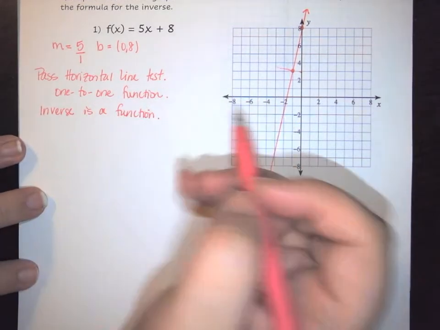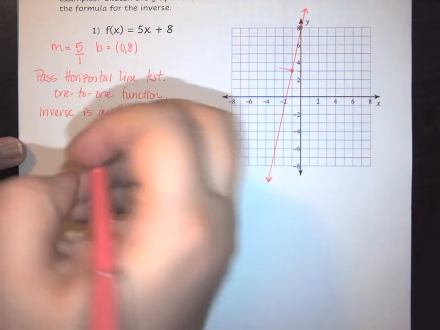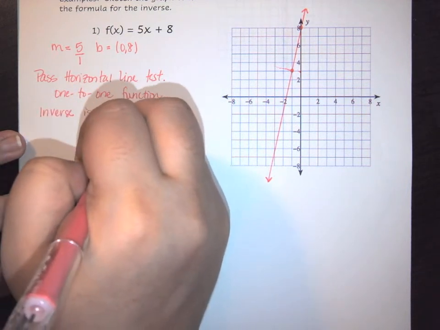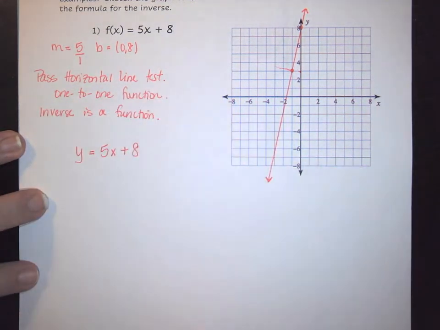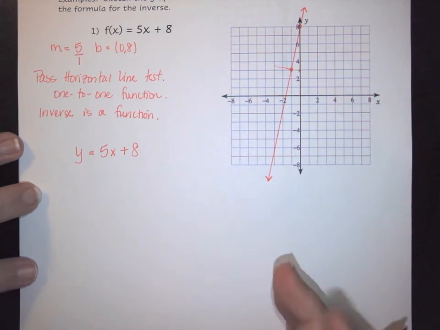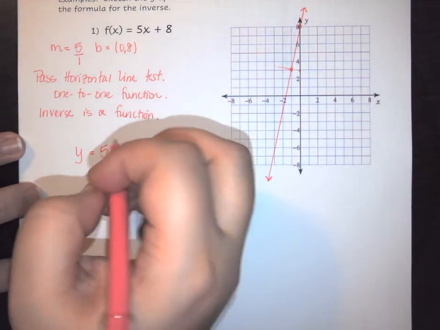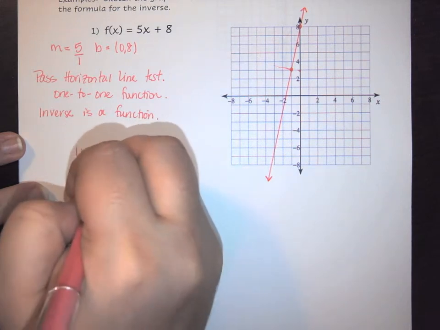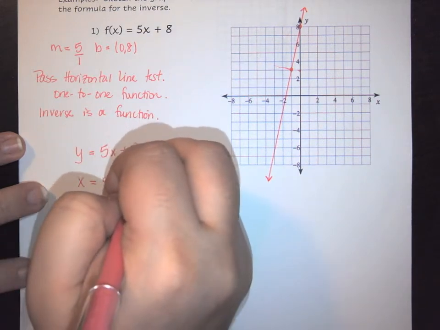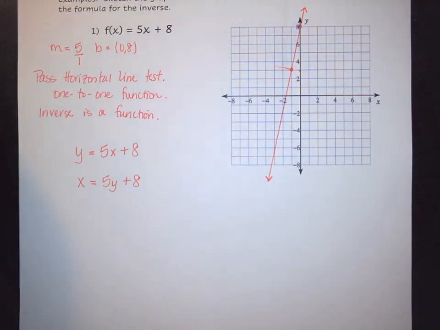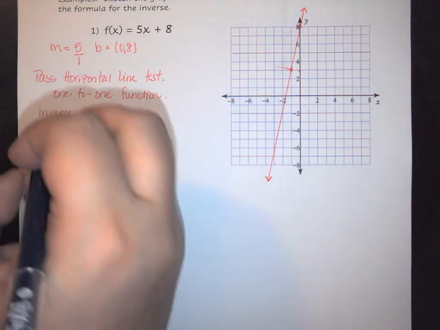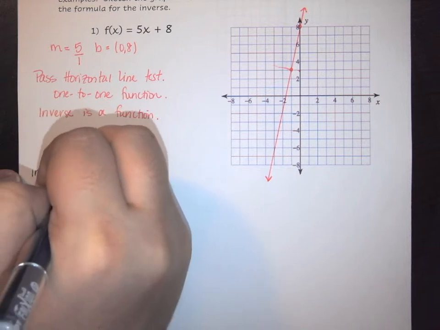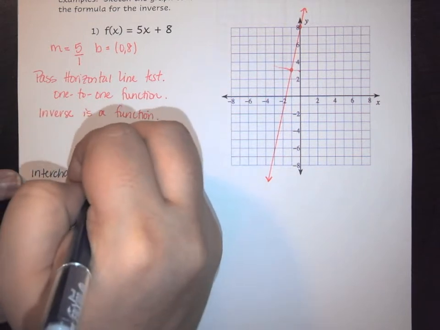So the first thing we have to do is rewrite this in terms of x and y. So we have that this is y equals 5x plus 8. My first step again is to interchange x and y. So here this is going to become x equals 5y plus 8. Okay, so notice what we did is we interchanged x and y.